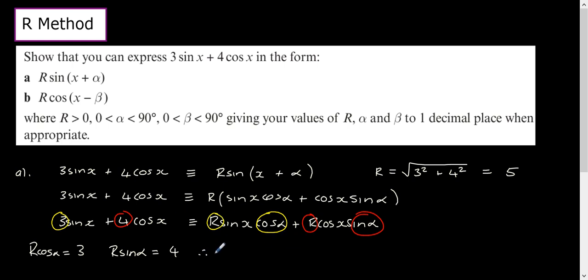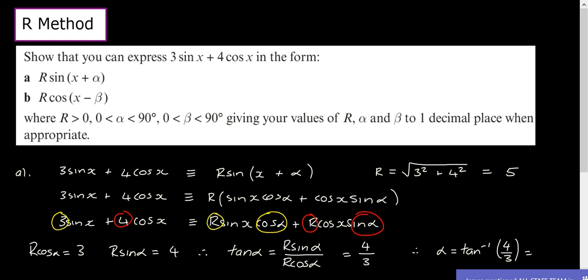Now, how do we use that information? Well, quite straightforward. We can say that tan alpha is given to us by r sine alpha divided by r cos alpha. Why does that work? Well, r divided by r gives us 1, effectively cancels out, and sine alpha over cos alpha we know is tan alpha. So r sine alpha was 4, r cos alpha was 3, so tan alpha is 4 over 3. So we just can take arc tan of 4 over 3, and then we get our answer.